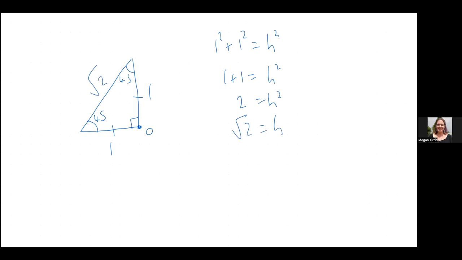So when we talk about the unit circle, there are some things that we want to know off the top of our heads. This is one of them. If you have a 45-45 triangle, this is 1, 1, root 2. So you shouldn't have to do the calculations every time. We want to remember a couple of things. We want to remember a 45-45 triangle, and we want to remember a 30-60 triangle. So let's look at the 30-60 triangle.